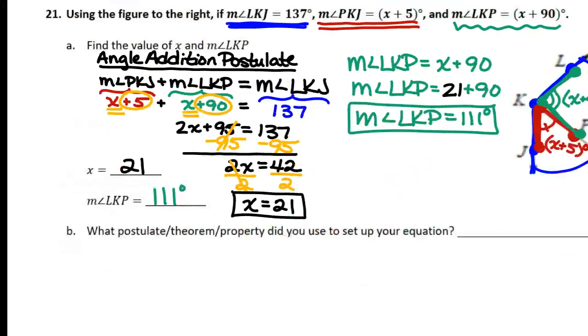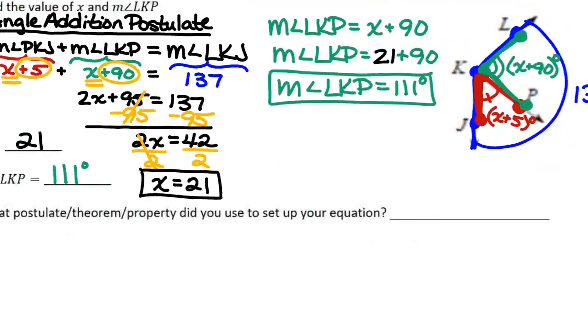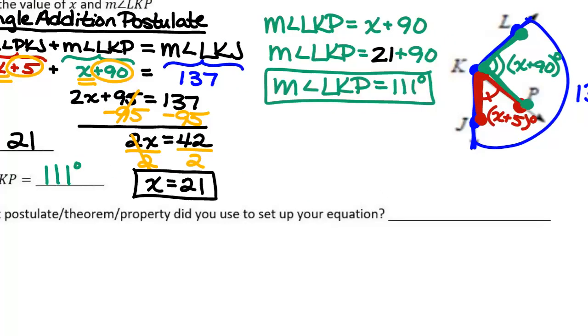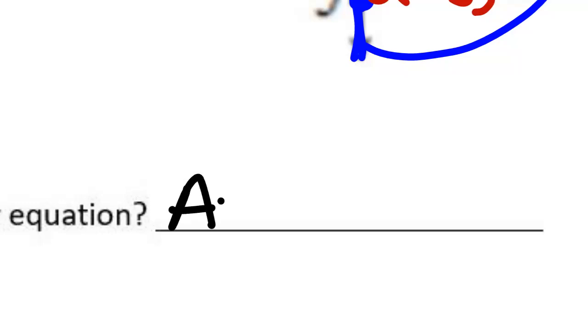And then there's a part B on this problem. It says, what postulate, theorem, or property did you use to set up your equation? Well, what did we say we were using back at the beginning? Angle addition postulate.